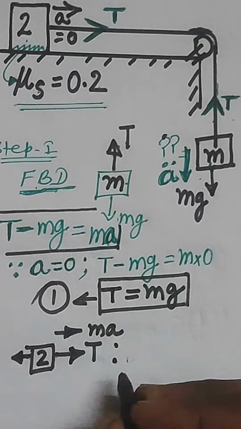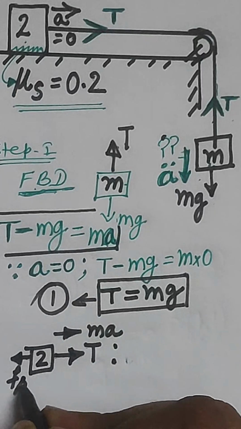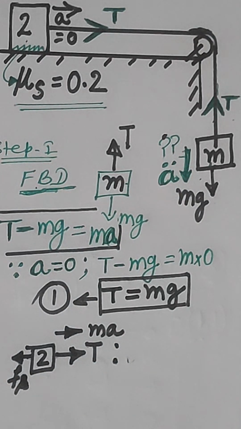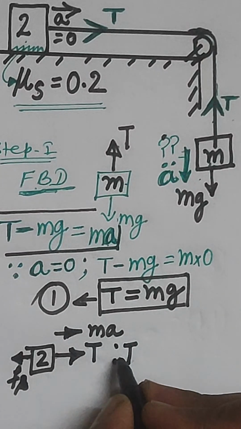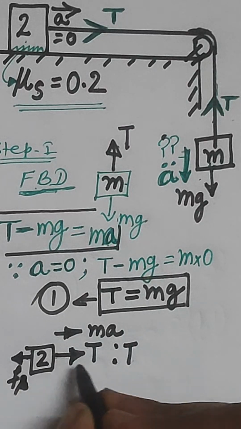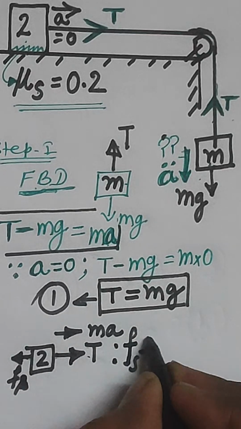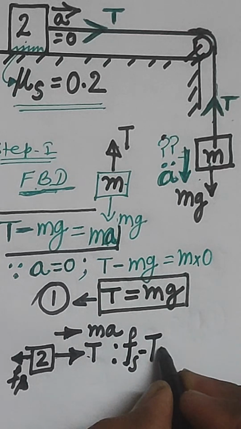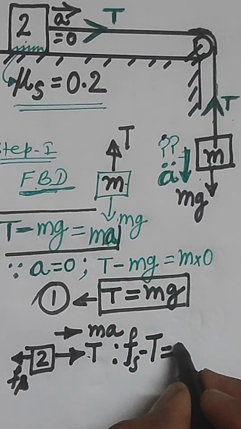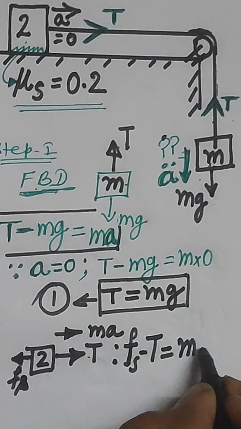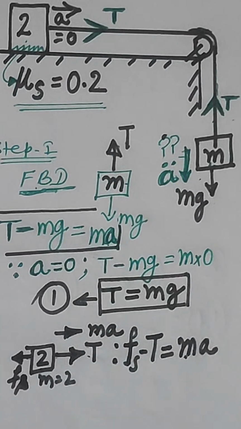Here the frictional force Fs, the static friction, will be acting to the left hand side, right? So this will give you Fs minus T, the frictional force minus the tension, on the LHS, and this will be equal to the total ma, that is M into A, where M is equal to 2, right?